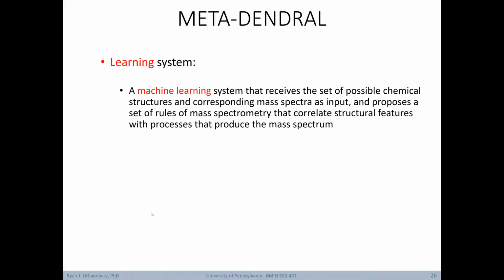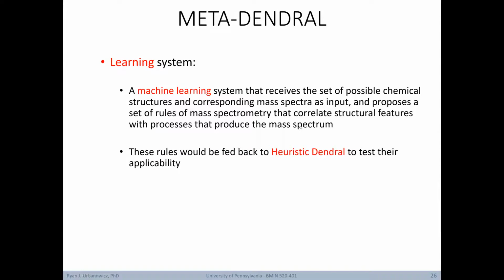Shifting to the other part of DENDRAL, or MetaDENDRAL, this is primarily a learning system. It includes a machine learning system that receives the set of possible chemical structures and corresponding mass spectra as input and proposes a set of rules and mass spectrometry that correlate structural features with processes that produce the mass spectrum. These rules would then be fed back to the heuristic DENDRAL to test their applicability.